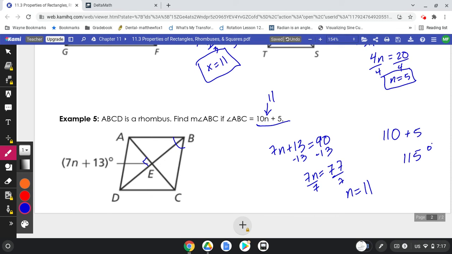Now, as you can tell, this picture is not drawn accurately because this angle is acute. It would be less than 90. So our picture is off a little, but we have to trust based on the rating. Okay, so in reality, I should have made that BAD. It would have made more sense. But 115 degrees is our answer.